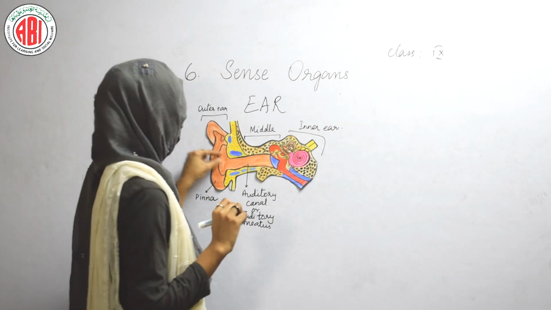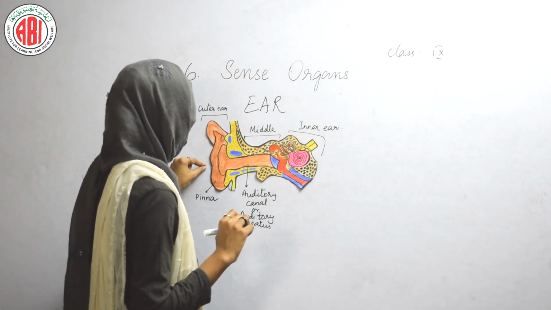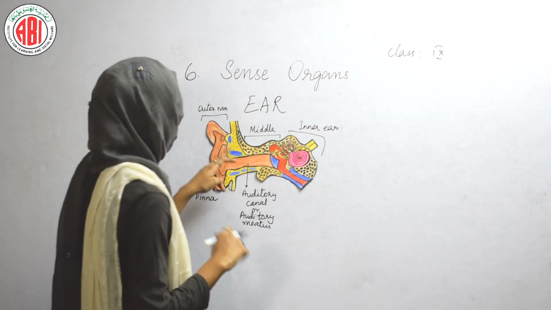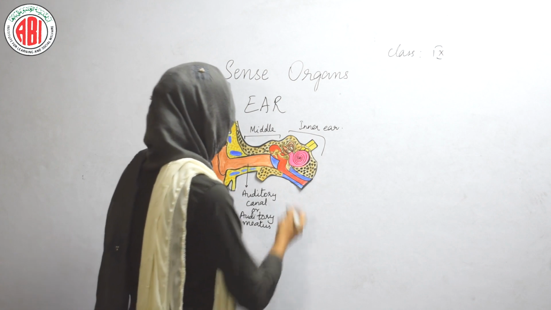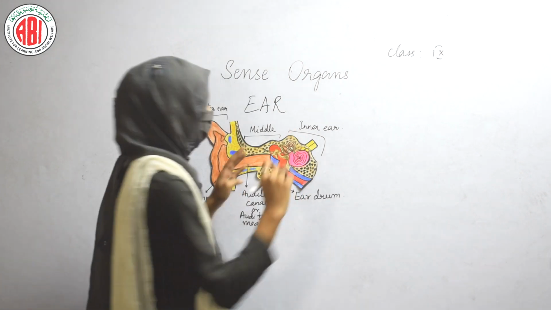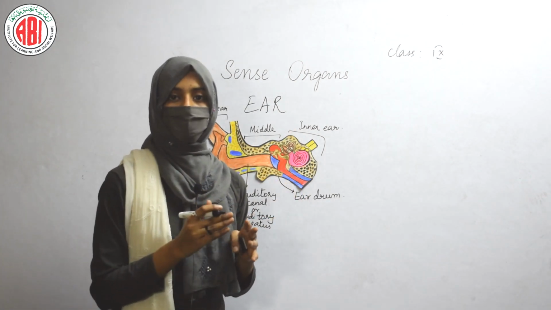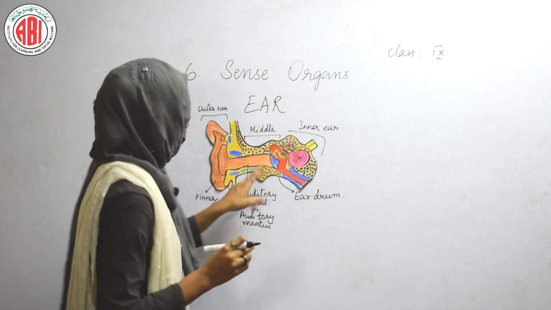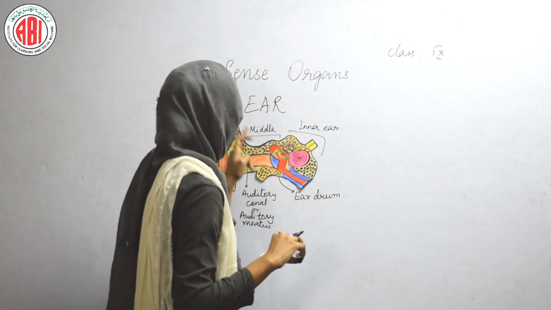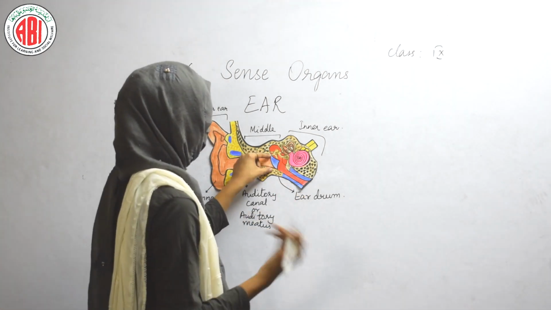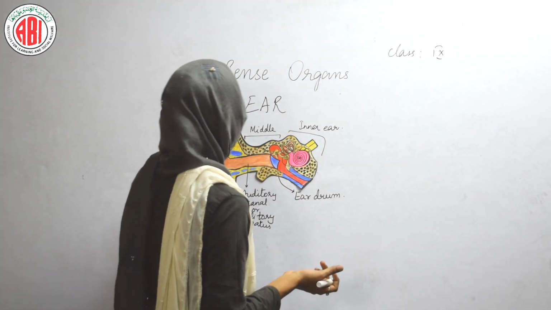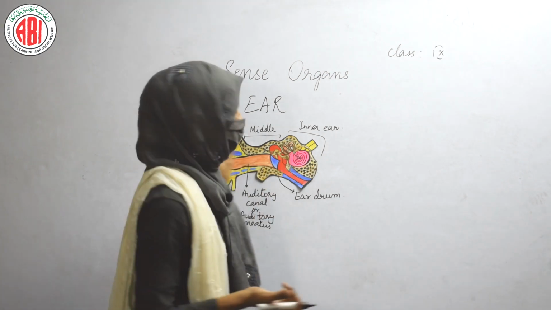The sound waves are carried from the pinna to the auditory canal, and from the auditory canal the sound waves reach the part called the eardrum. When the sound touches the eardrum, it vibrates. Then from the eardrum, it reaches the other parts. The eardrum acts as a mediator, which connects the outer ear with the middle ear.